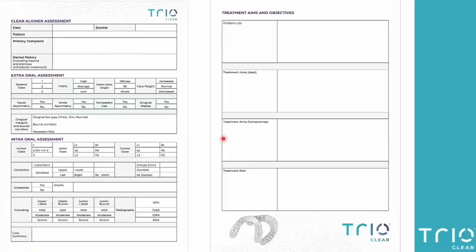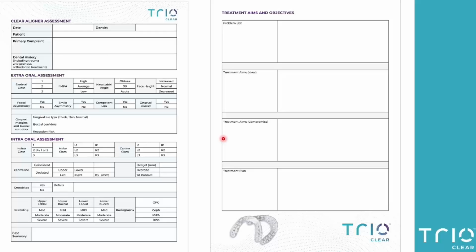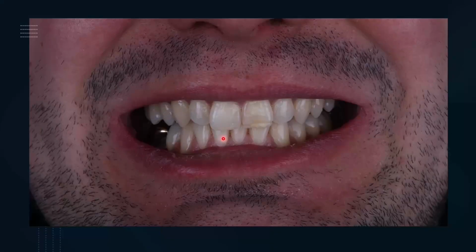Are the lips competent when they smile? And they are. And then gingival display, really important to try and see that when they're smiling. We can't see any gingiva here on the top, so that's a nice start point. We tend to find those cases where we're seeing a lot of gingival display when they smile being quite high risk.